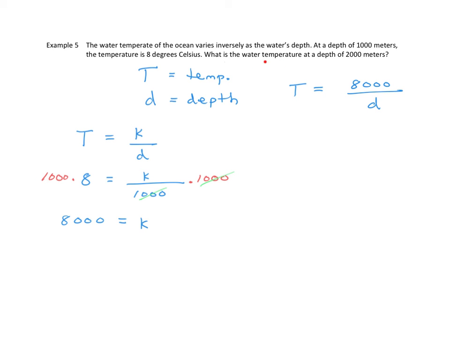So what is the water temperature at a depth of 2,000 meters? Probably not a surprise here. What we'll do is put 2,000 in place of D, and let's see, I can cancel all those zeros. 2 goes into 8 4 times. And so here the answer is 4. And that is 4 degrees Celsius.